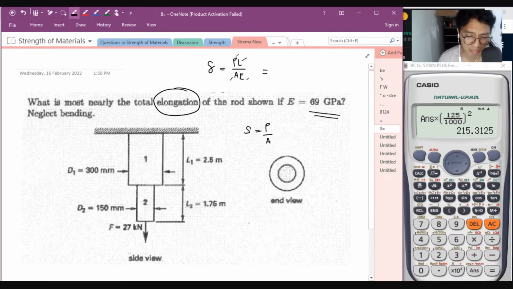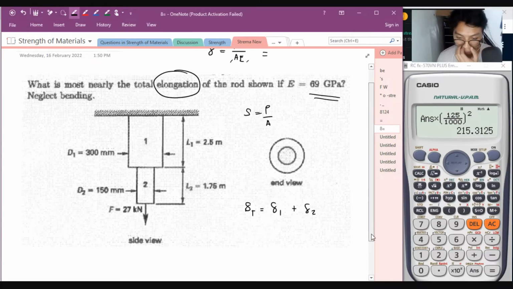Going back, dito, yung total elongation niya. Meron kang elongation at 1, meron kang elongation at 2. Now, ito, meron kang PL over AE sa 1, plus PL over AE sa 2. Anong pareho dyan? Hindi sila pareho ng length.